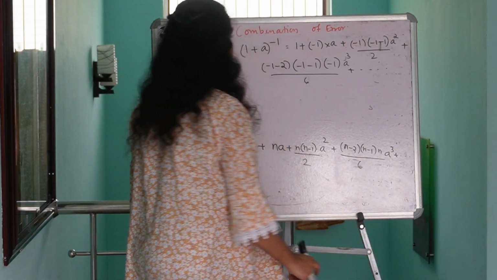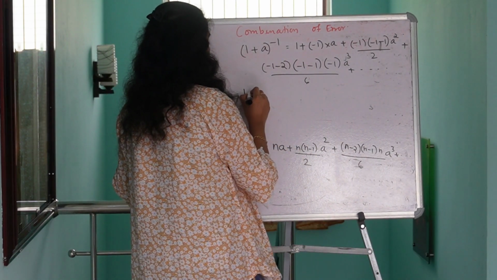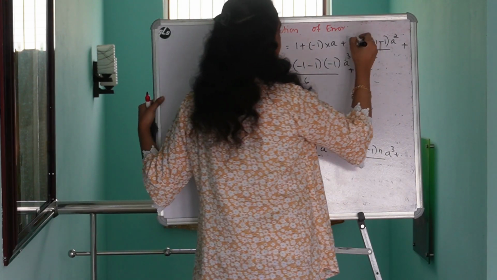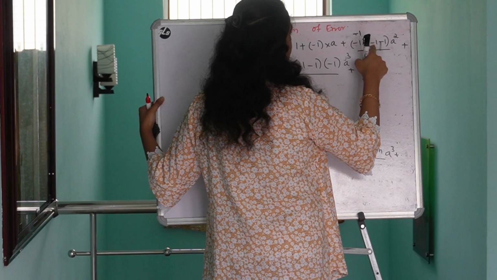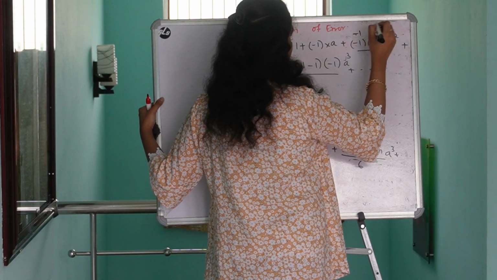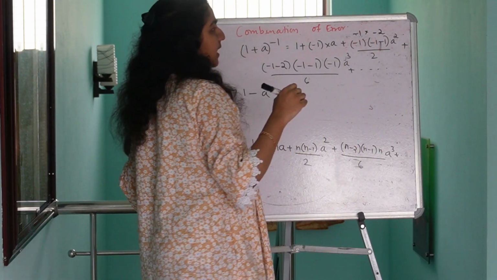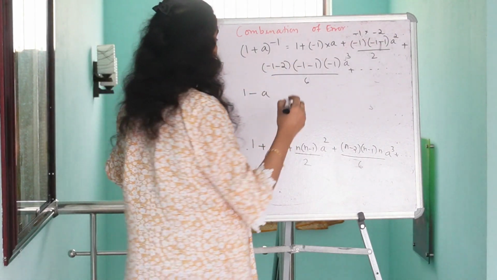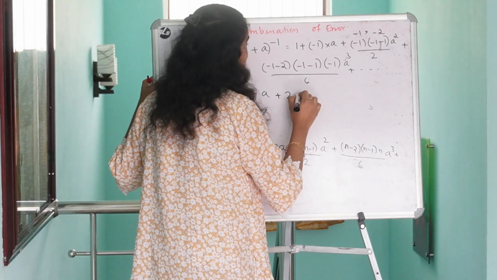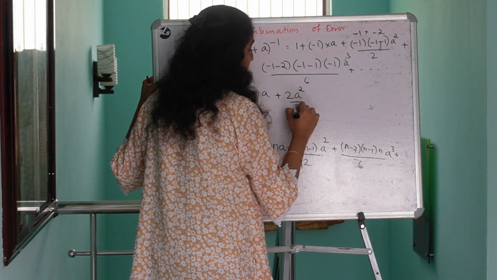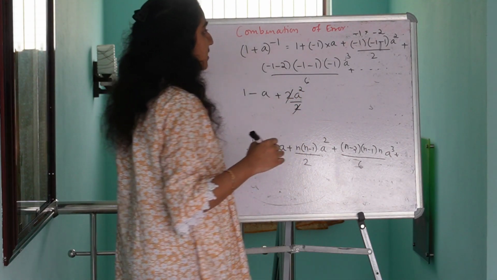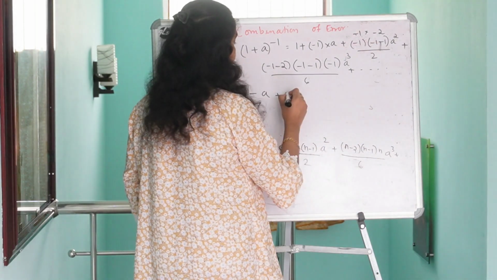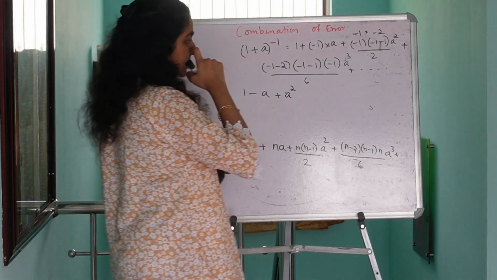So the first term is obviously 1, minus a, minus 1 into a is equal to minus a. Here we have minus 1. What is minus 1 minus 1? That is minus 2. Since we are multiplying two negative terms we know minus into minus is plus. So we will get plus 2 a square divided by 2. Both these 2's will get cancelled. So here we will get a square.